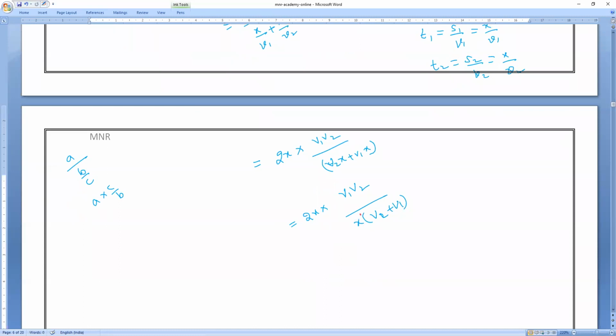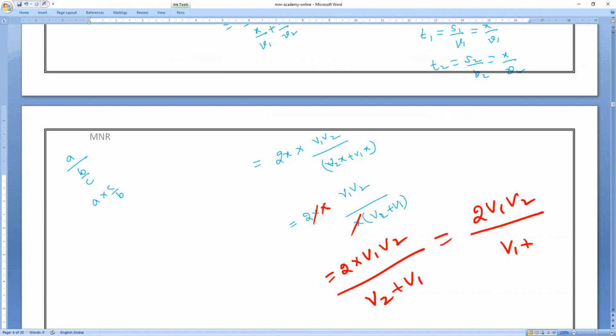X is common, so x and x will get cancelled. So x and x will get cancelled means what is remaining? 2 into V1, V2 divided by V2 plus V1. So that is only I'll write: 2V1, V2 divided by V1 plus V2.